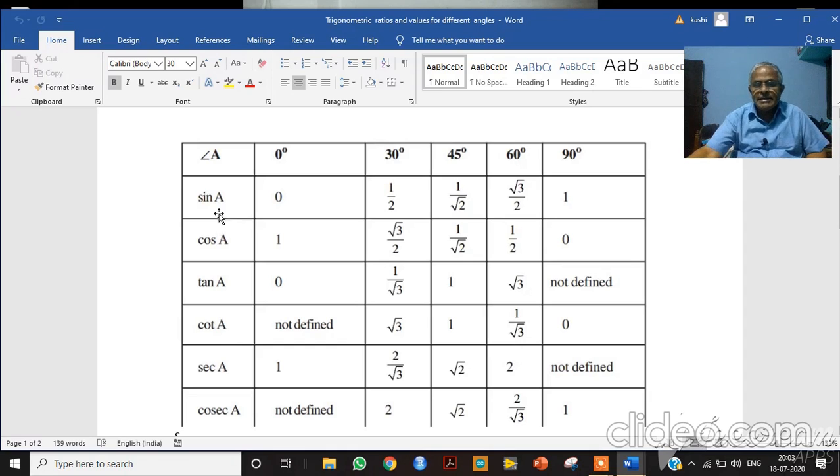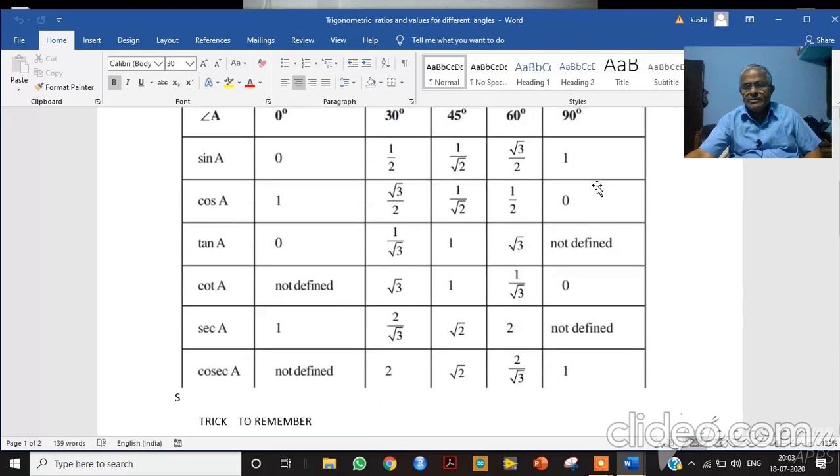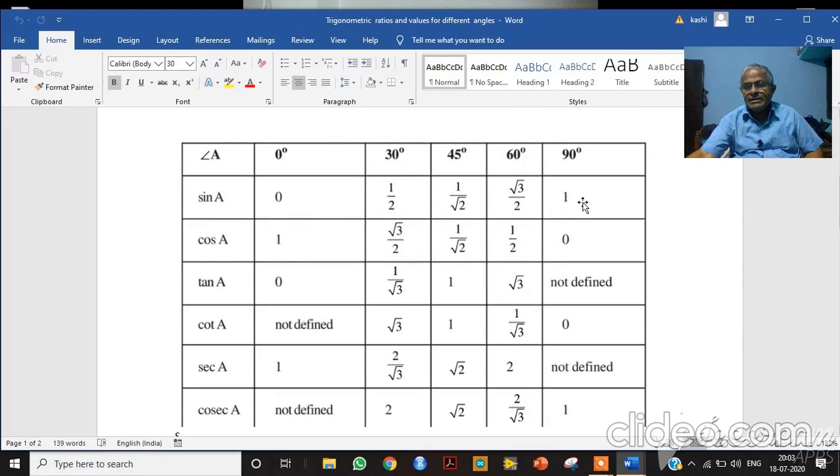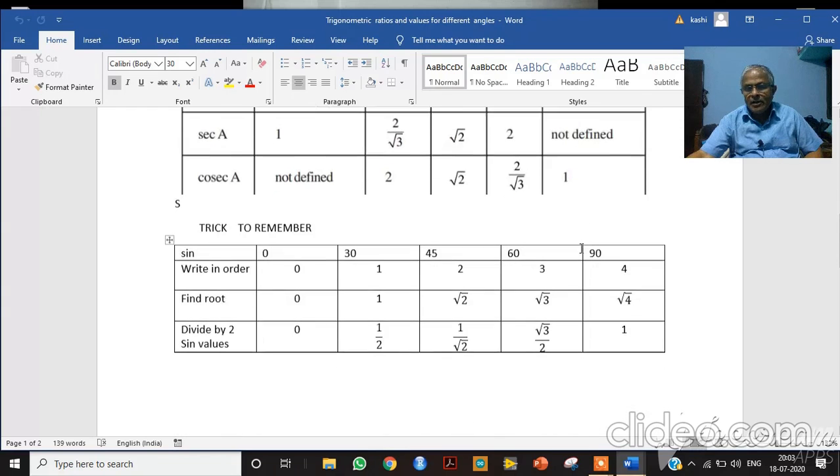See, observe here. Sine A is 0, 1 by 2, 1 by root 2, root 3 by 2, 1. That means sine 0 is 0, sine 30 is 1 by 2, sine 45 is 1 by root 2, sine 60 is root 3 by 2, sine 90 is 1. You have remembered it like this. I will give you one trick for writing this. What is the trick? Observe here.